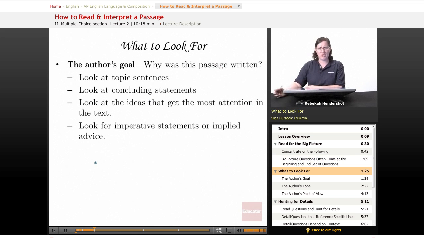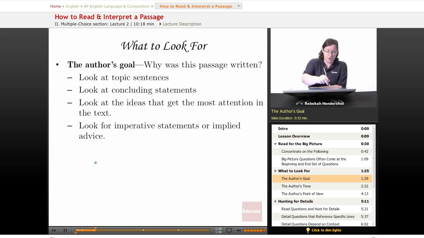So what do big picture questions actually ask for? What are we looking for? Well, begin by looking for the author's goal as you read the passage. Why was this passage written? Now, how do you find the goal? How do you find why they wrote? It's not like there's a little footnote saying, this is why I wrote this. Well, you look at topic sentences, sentences at the beginnings of paragraphs, sentences that kick things off and seem to be main ideas. Also look at concluding statements.